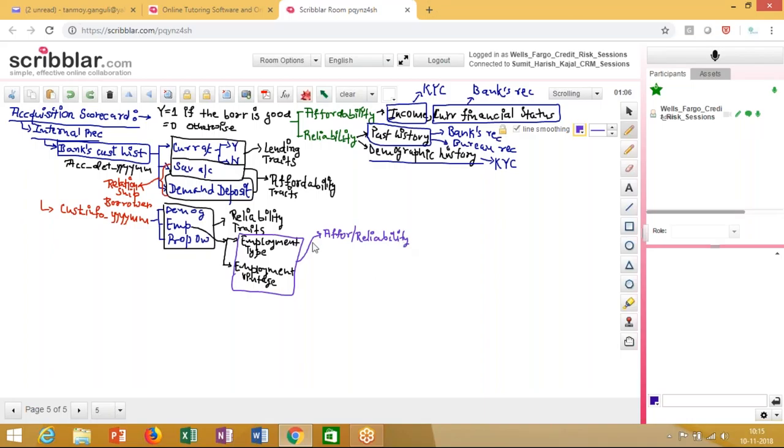Now, having come down from this particular part, the next important thing is the employer's title. The employer title is another really important variable that we have over here.